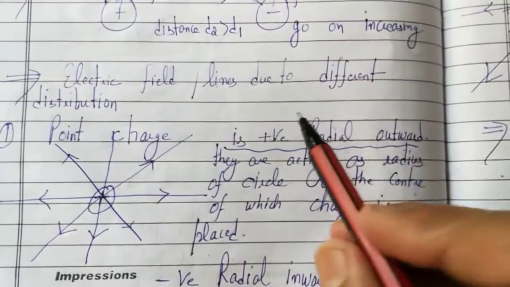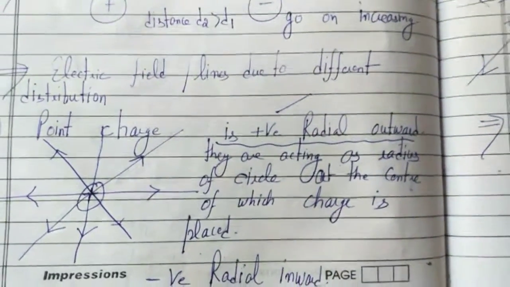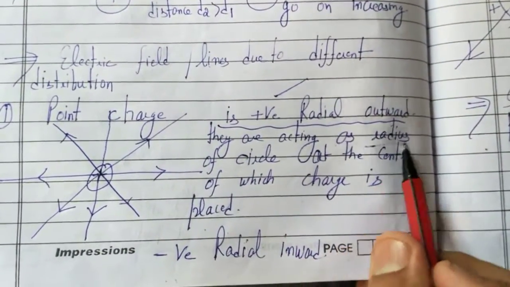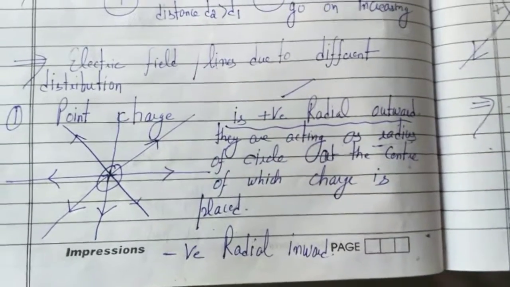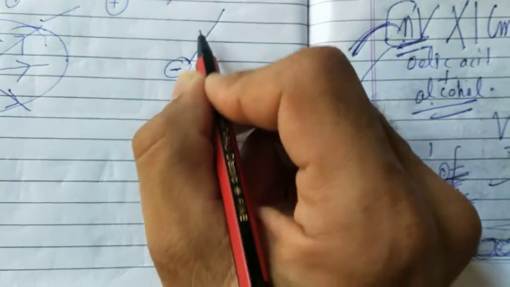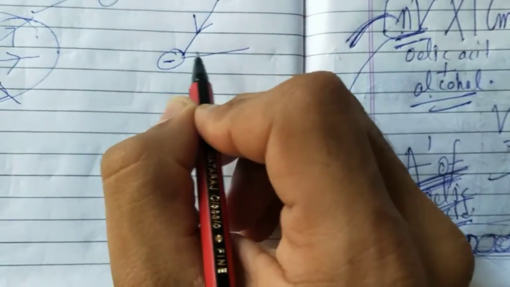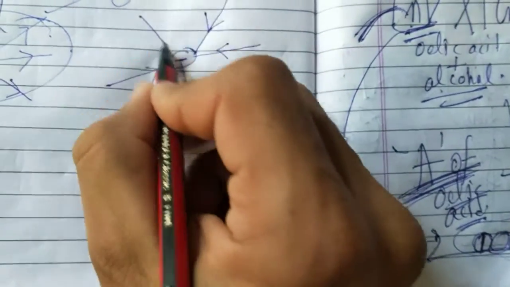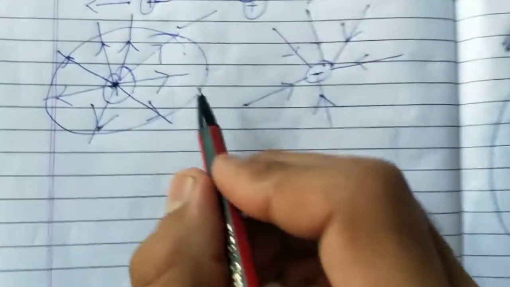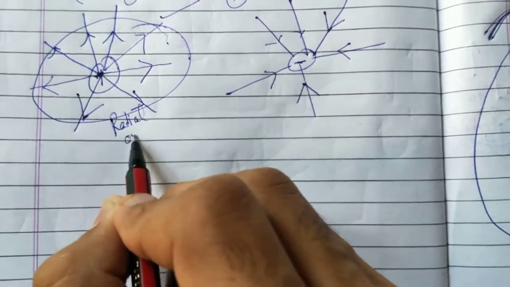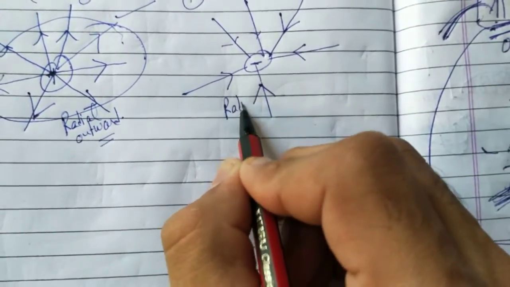So what we are saying is that the electric field is radial outward, means all the electric field lines act as radii and the charge is placed at the center. And if it is a negative charge, it will be radial inward, like this. So the electric field distribution of a positive charge is radial outward and the electric field distribution of a negative charge is radial inward.